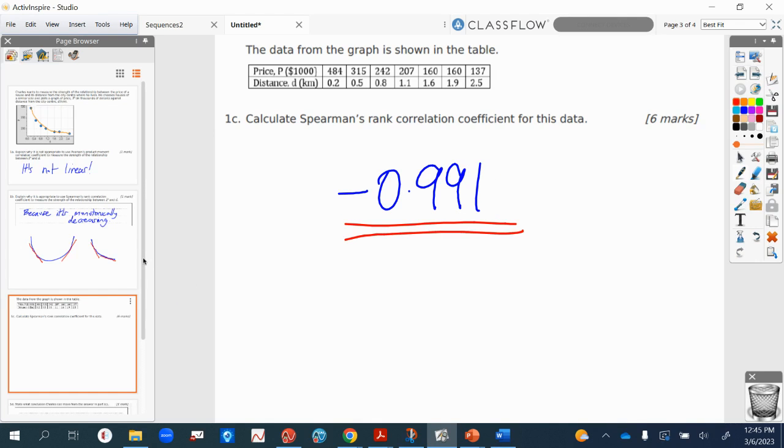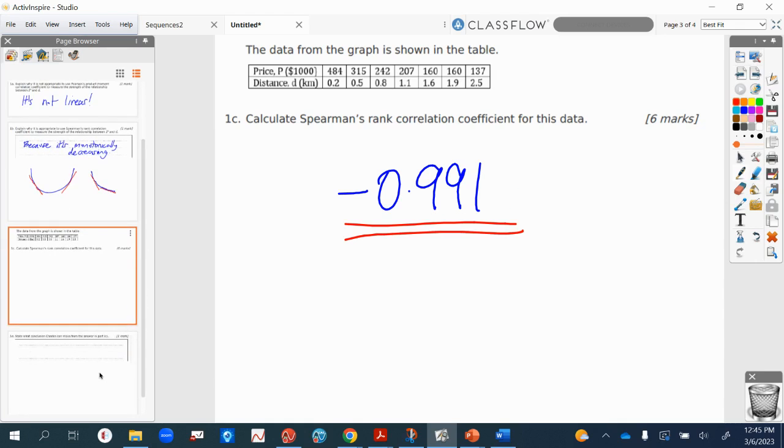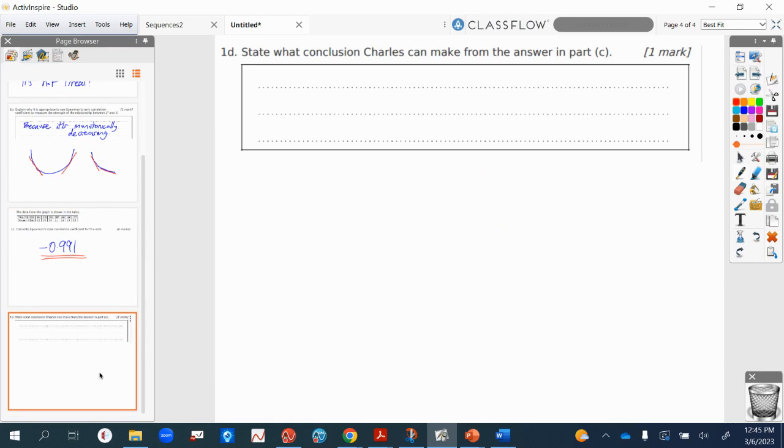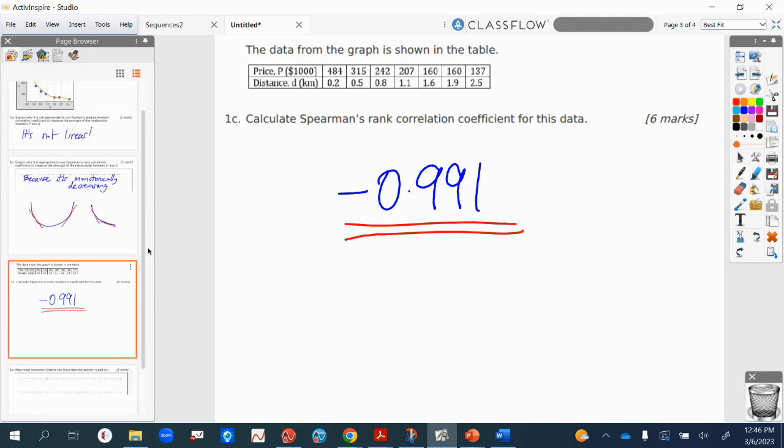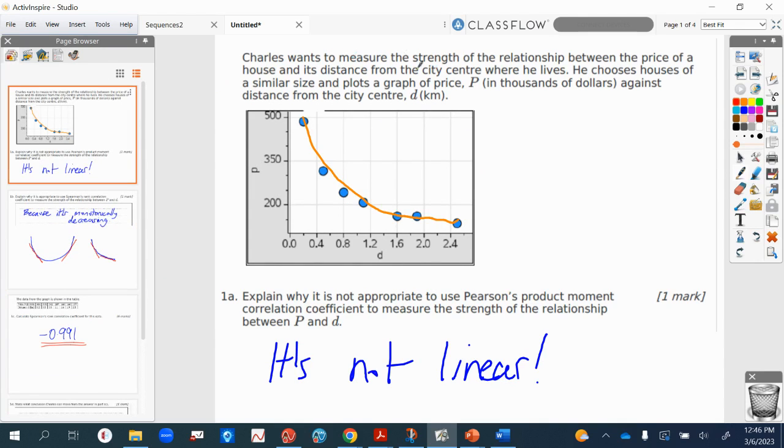The last question is, state what conclusion Charles can make from the answer in part C. Well, clearly it's a strong negative relationship because it's close to -1. So you could say then that there's a strong negative relationship between the price of a house and its distance from the city centre. And that should be sufficient for 1 mark.